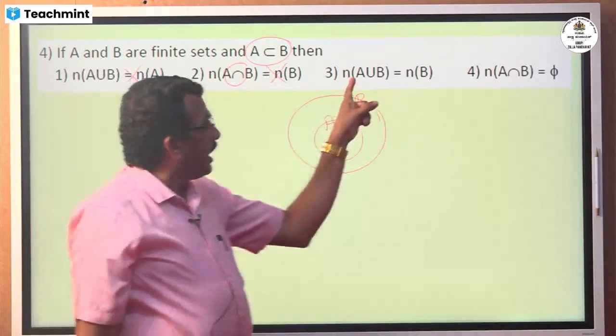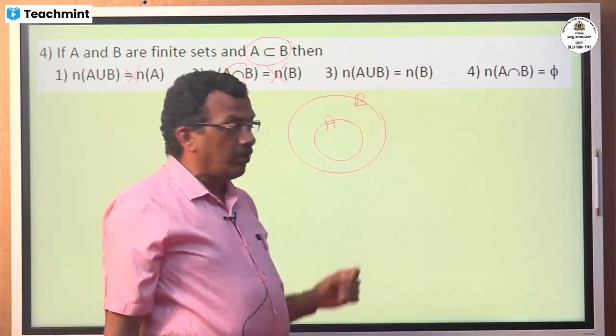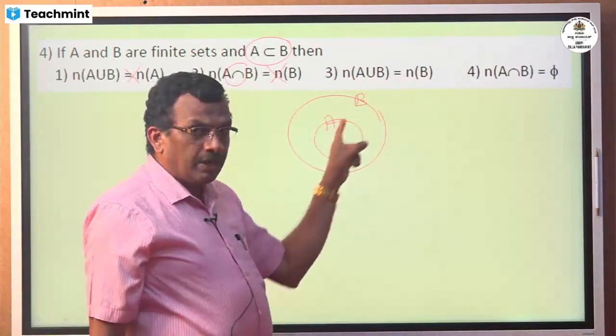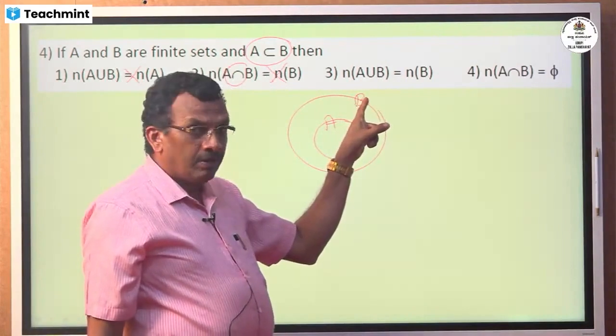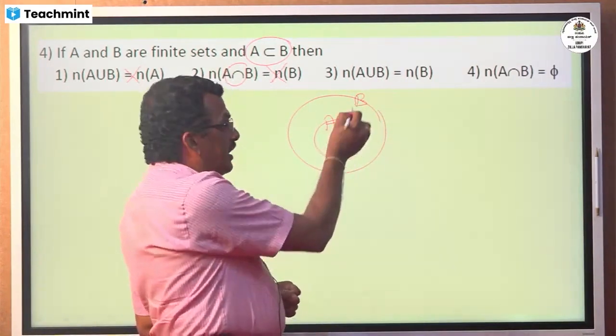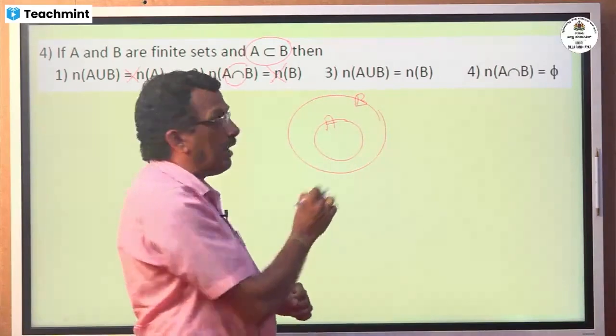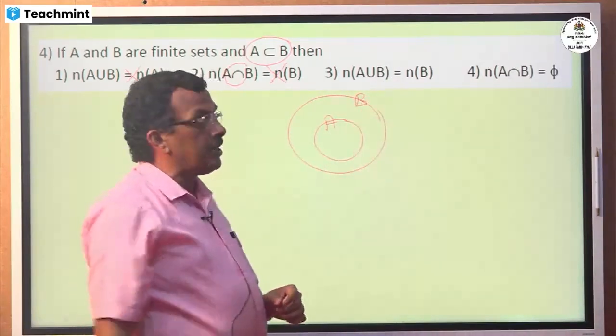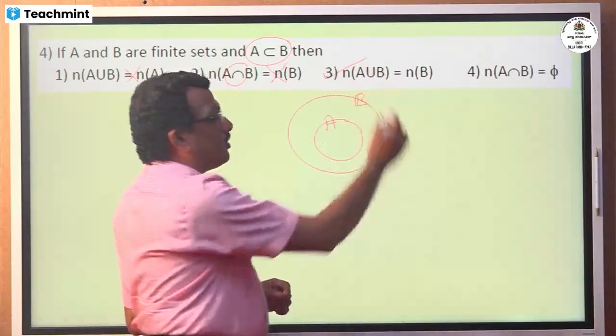Now, N of A union B equal to N of B. When A and B are combined, which set do we get? B set, correct? So that is our conclusion, number of elements in A plus number of elements in B is always equal to number of elements in B. Hence the solution is the third option.